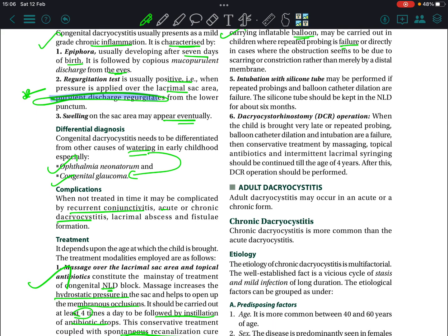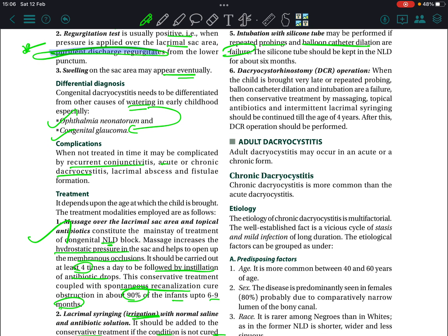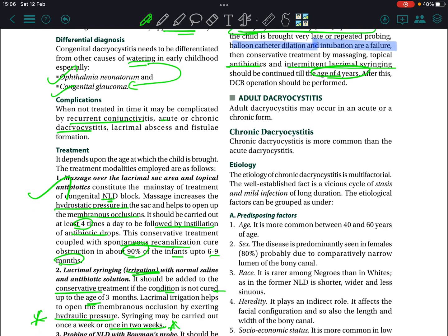Intubation with a silicone tube may be performed if repeated probings and balloon catheter dilation fail. Dacryocystorhinostomy (DCR) operation is done when the child is brought very late, or when repeated probing, balloon catheter dilation and intubation have failed. Otherwise, conservative treatment by massaging and topical antibiotics. Intermittent lacrimal syringing should be continued till the age of 4. After this, DCR operation should be done.